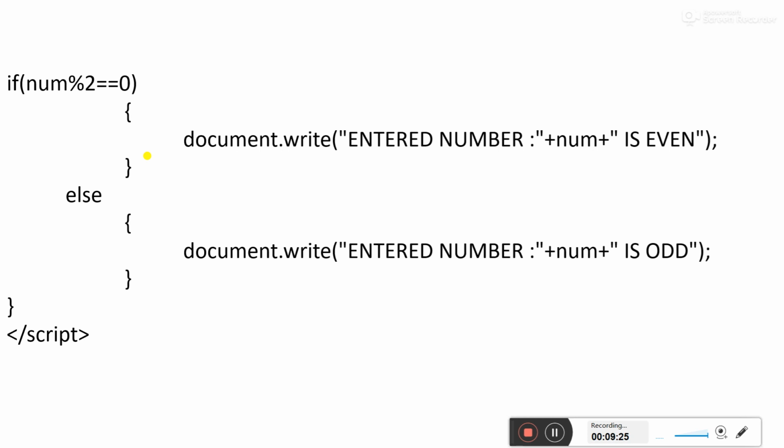How to check it? First, we need to accept that number. We have already accepted it. So we need to divide that number by 2 and we need to check whether the remainder is 0 or not. So if num, what is there in num? Accepted value, right? If num mod 2, mod will return the remainder. Mod will always return the remainder of the division by 2.